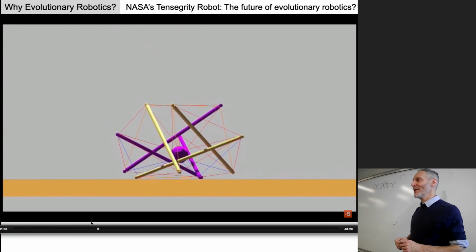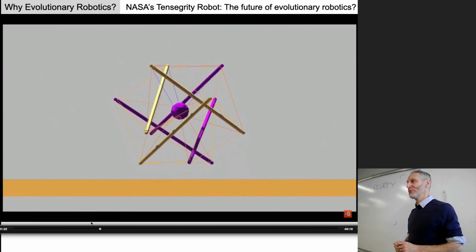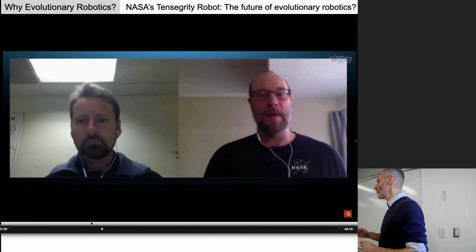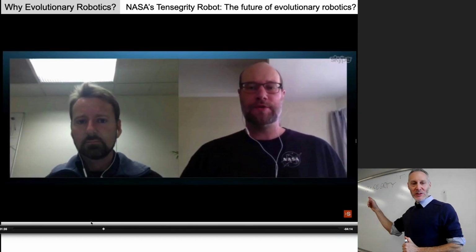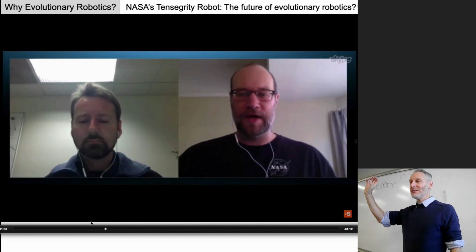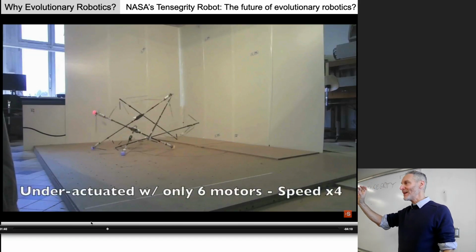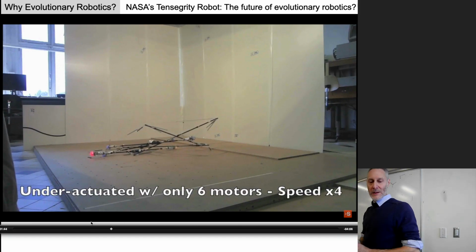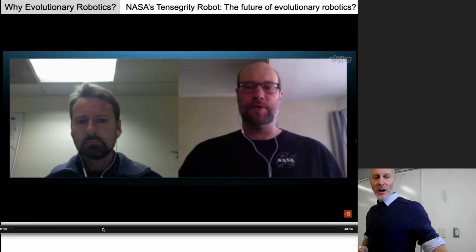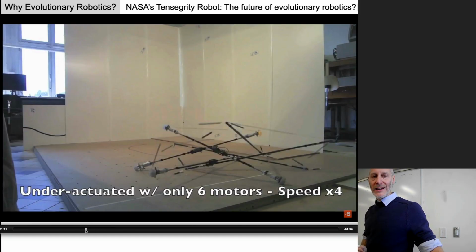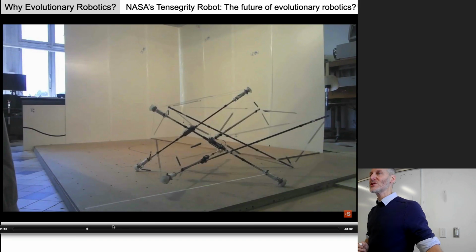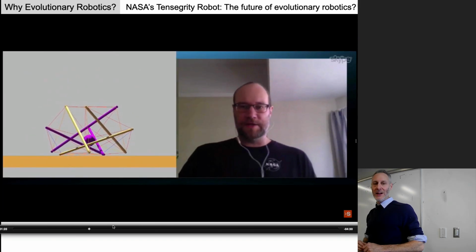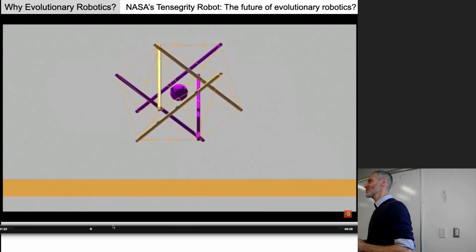NASA likes to drop things from a height onto a surface. Very, very scary. The point of impact. The point of this video is that this little sphere that you see in the center is meant to be the very expensive, very sensitive scientific instrumentation. This particular body plan happens to be very good at cushioning or reducing the acceleration and deceleration of scientific instruments.